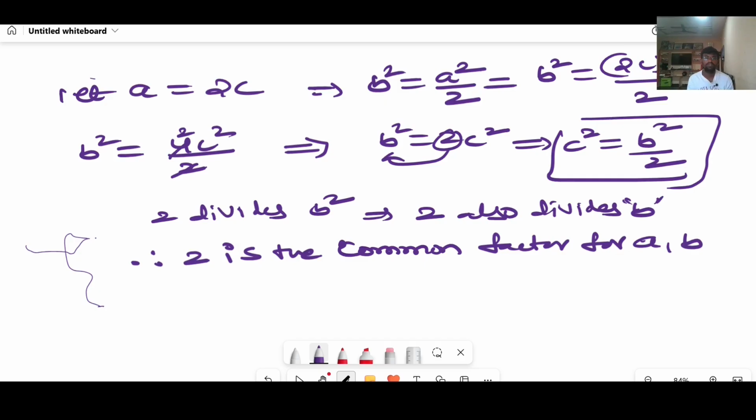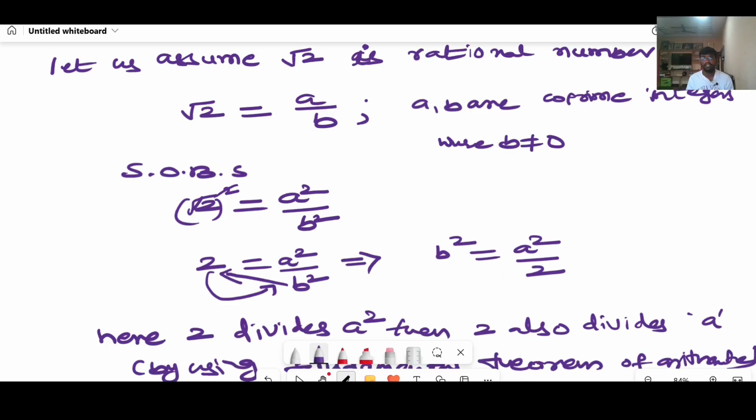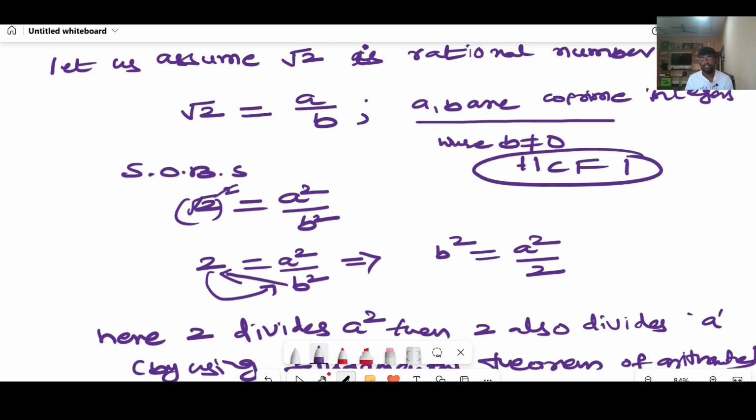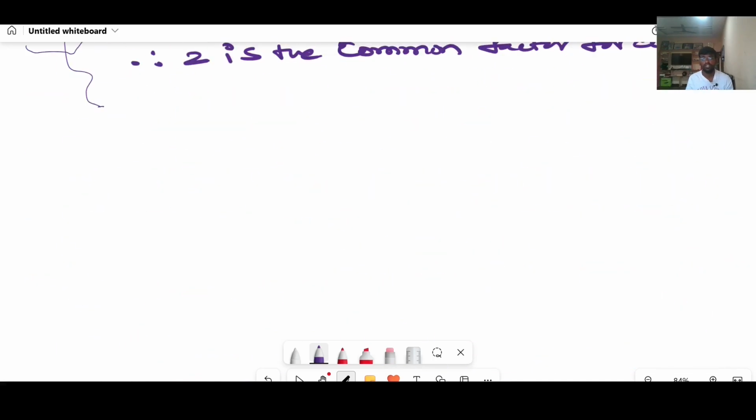2 is the common factor for a, b, but look here, according to our rational number statement, a and b should have HCF, highest common factor, as 1, but here we got a common factor as 2, but it is a contradiction to our fact, right? What is that fact? Rational number, right?